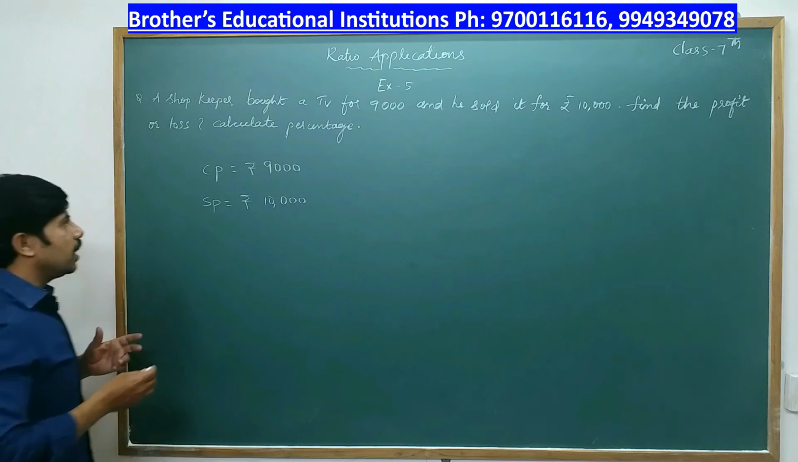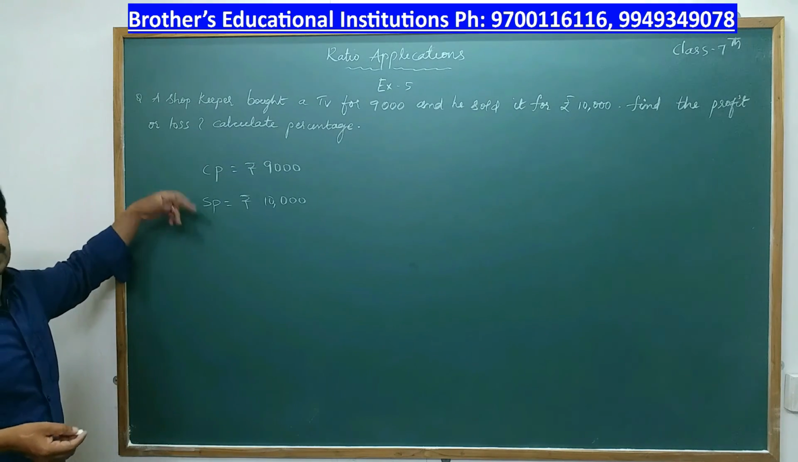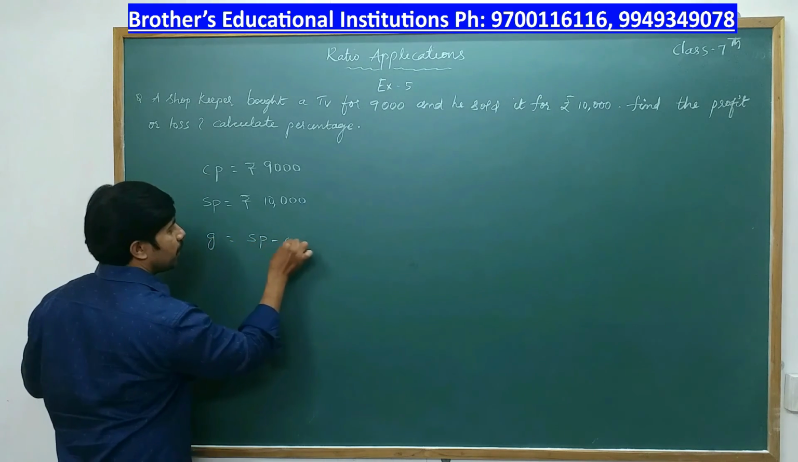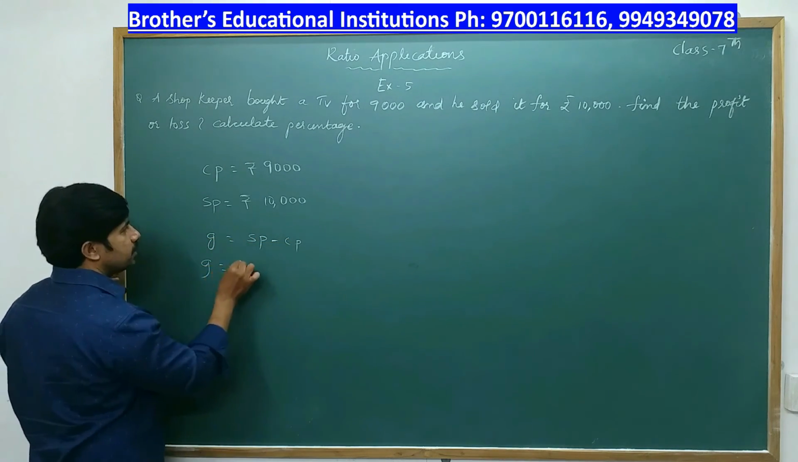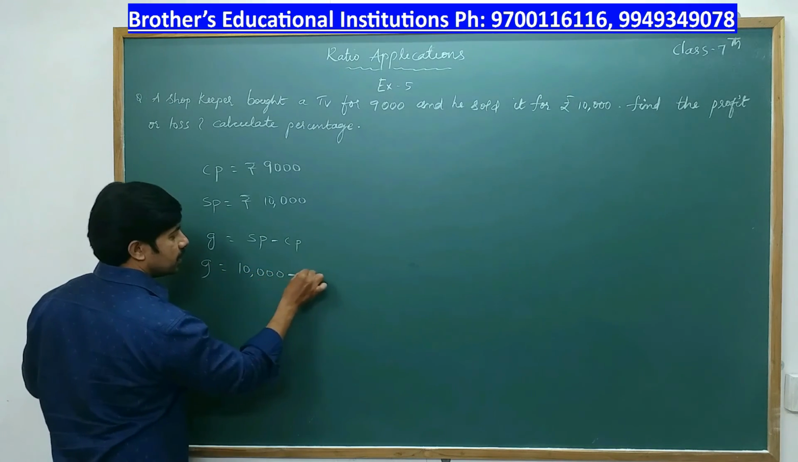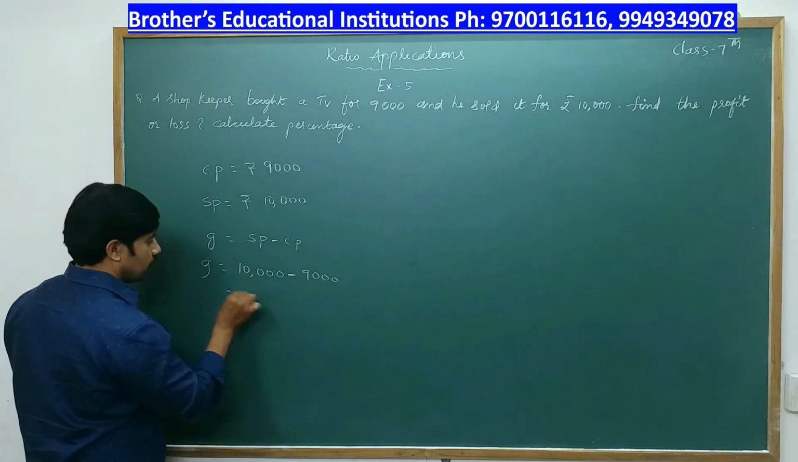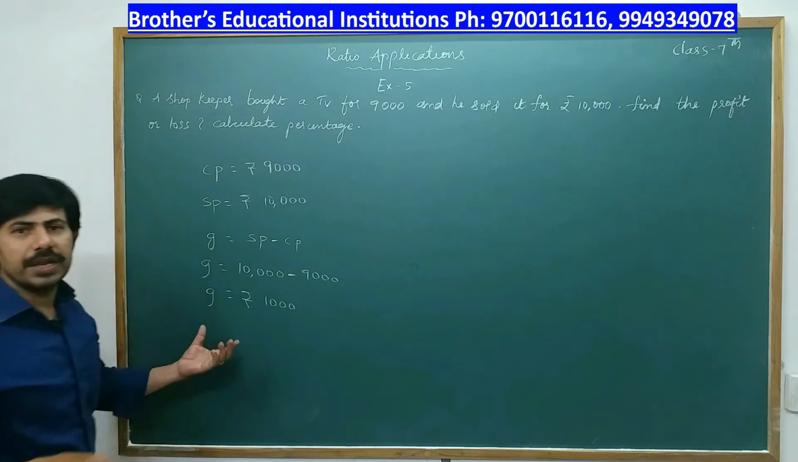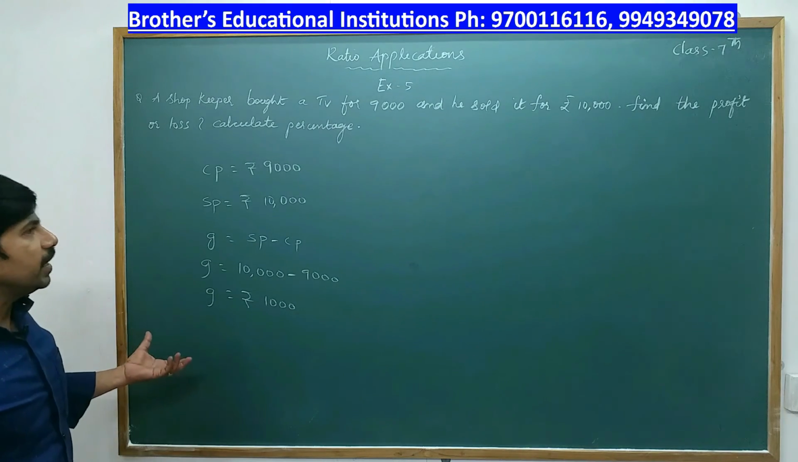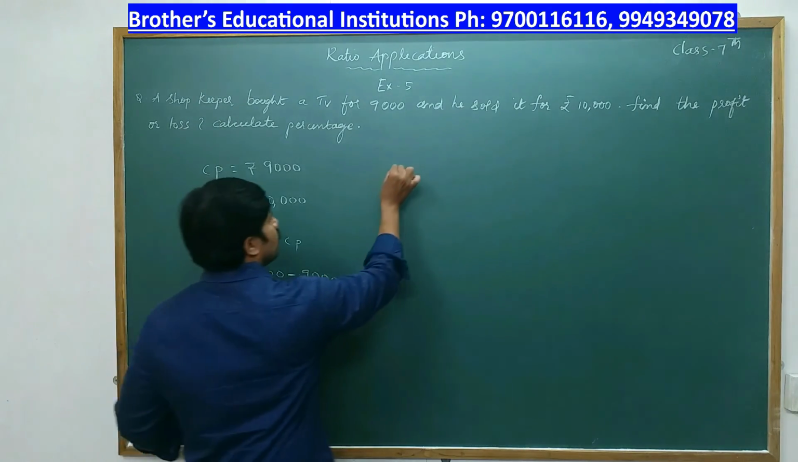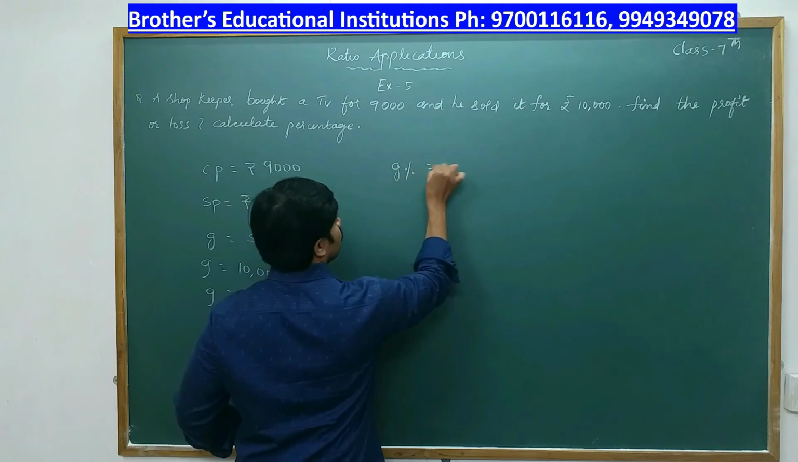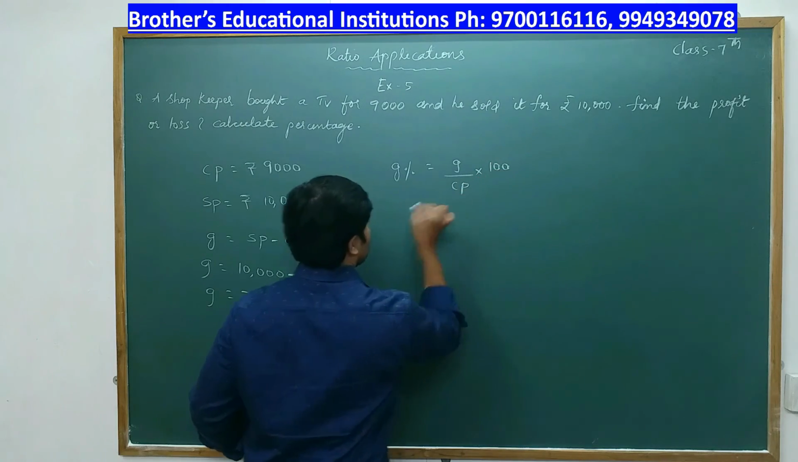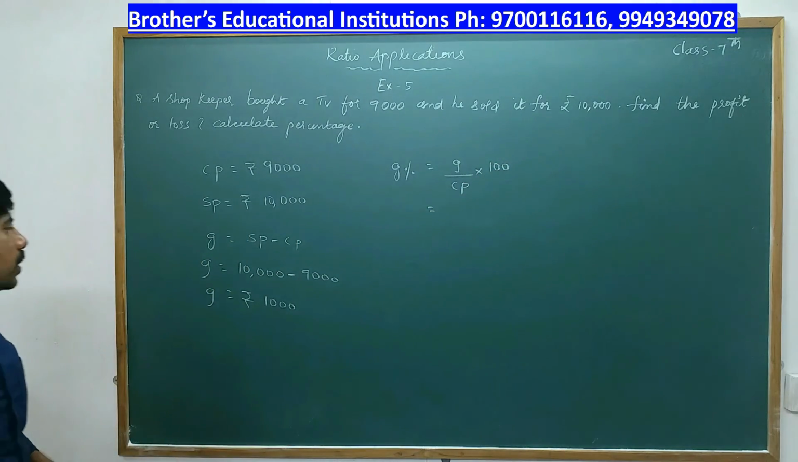So clearly, selling price is more than cost price, so he got a gain. What is gain? Gain is selling price minus cost price. So gain is equal to 10,000 minus 9,000. The gain will be rupees 1,000. So the gain is 1,000 rupees we got. Now after getting the gain, we have to find the gain percent. Gain percent is gain by CP into 100.